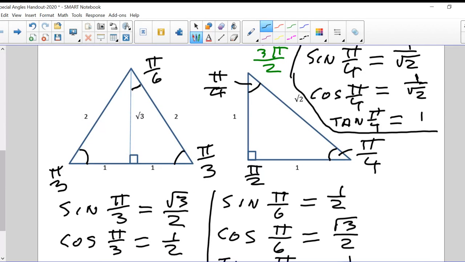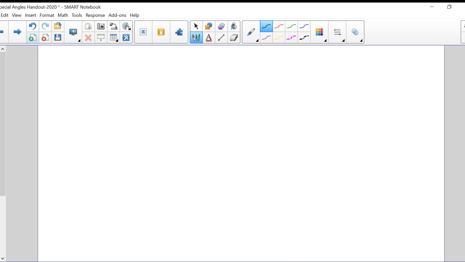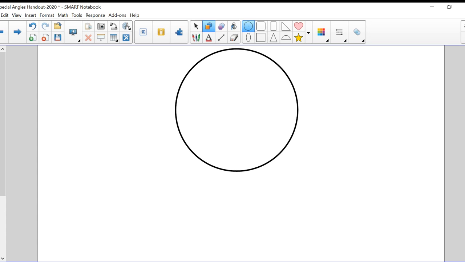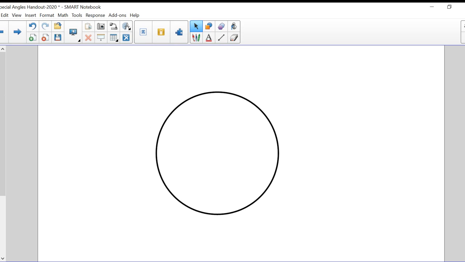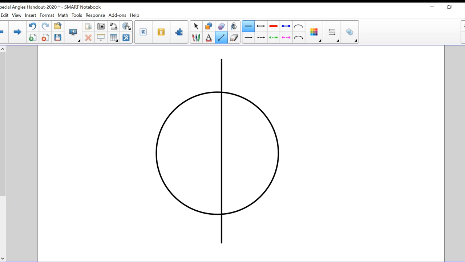Bear in mind what we have on this page. This is going to be the starting point of all of this. I'm going to get a brand new page now, and I'm going to put a circle on there. If I can find my circle tool. Here we go, right here. Okay, so here's my circle. Just going to move that down. And I'm going to put a grid on that. Let's put a line going this way and a line going that way.